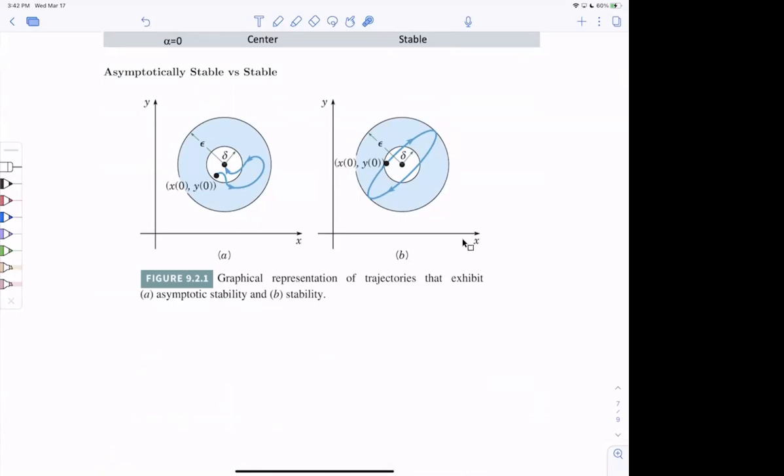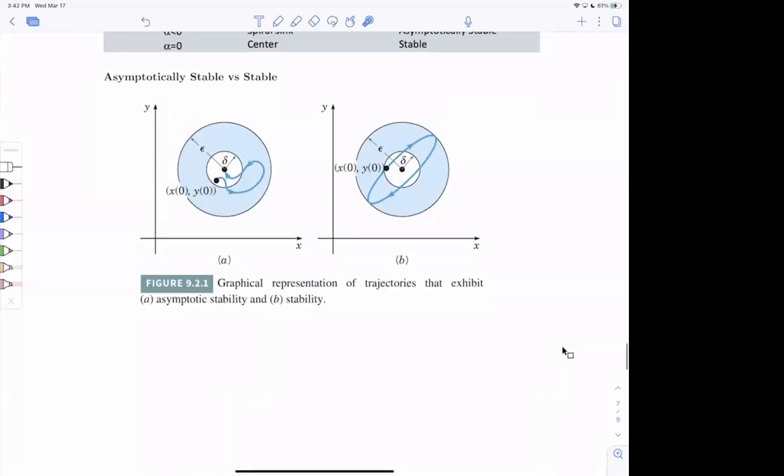So if you look at this graph, you'll see that, where do I start? A is called asymptotically stable and B is called stable. You'll see that this is where you want to reach. So, actually, how do I say this?